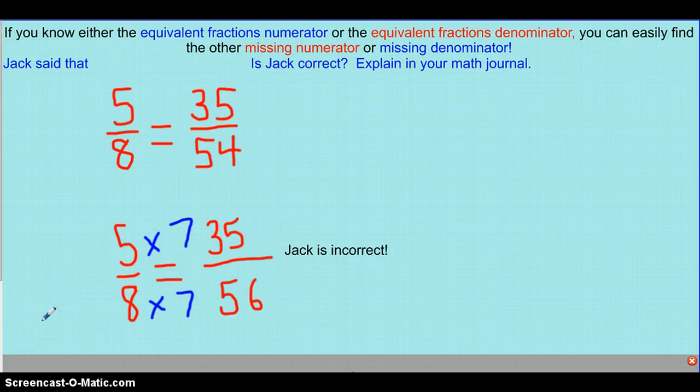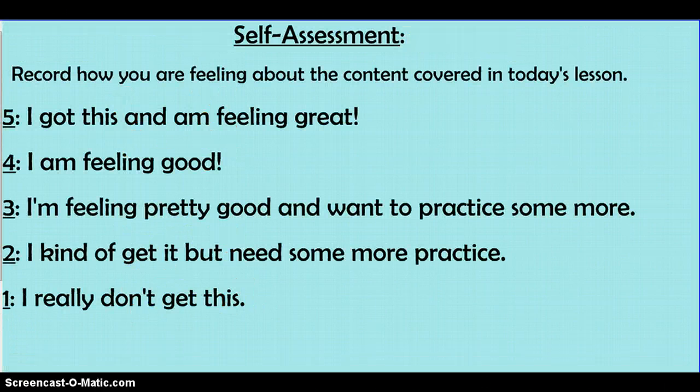Let's do the self-assessment now. How do you rate yourself?